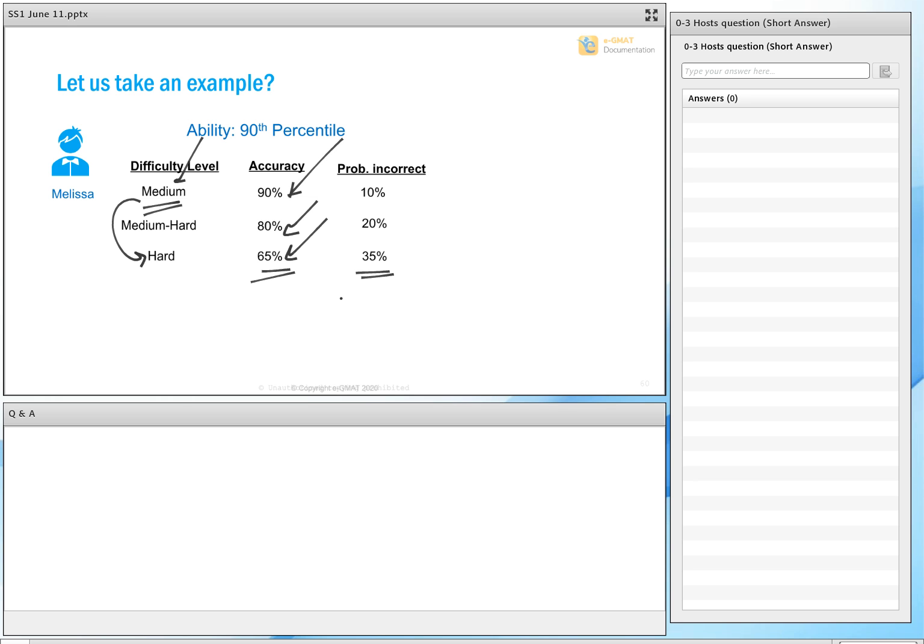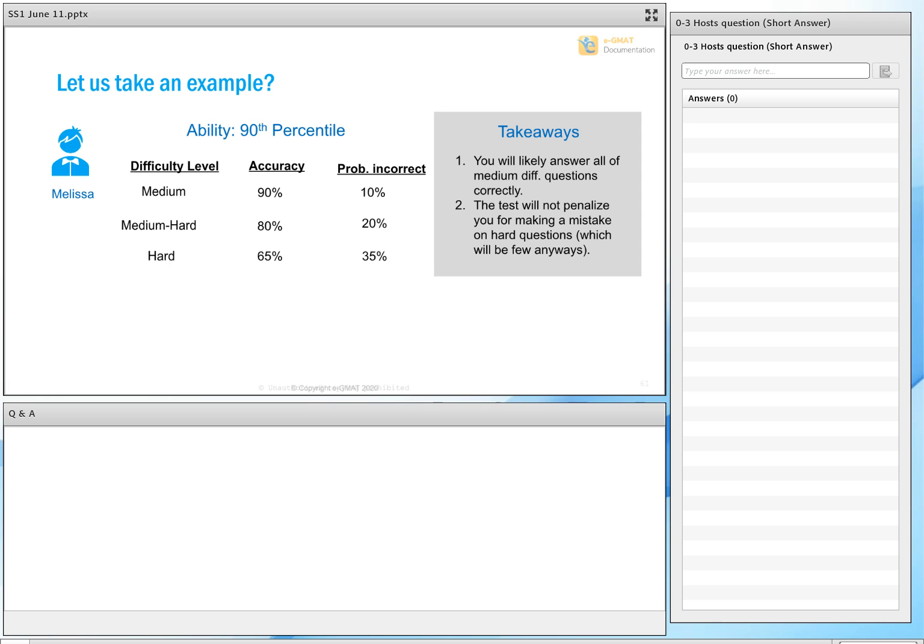Out of 51, you need a V40 for a 90th percentile. That's 91st percentile. Okay. So the takeaways are, if you are a 90th percentile guy, you're going to answer those medium questions correctly anyway. Okay. And the hard questions, the test doesn't penalize you as much.